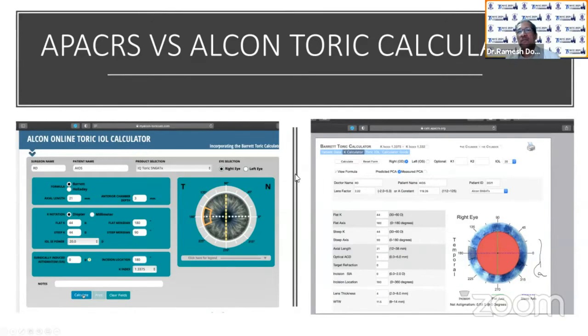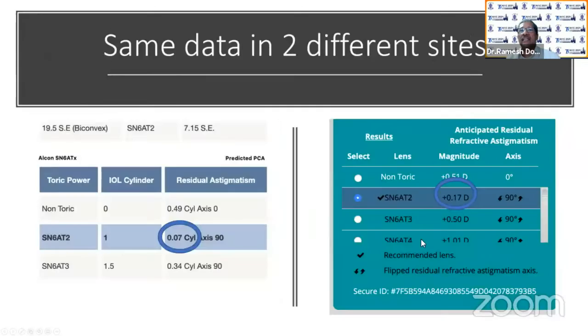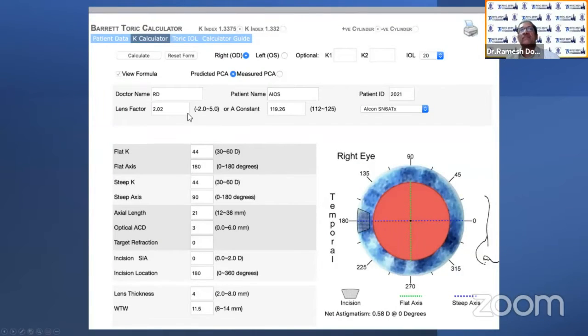I have put the same data into 2 calculators. One is the Alcon toric calculator, and to the right hand side you have the Barrett's toric calculator. They give very similar results. Both are asking me to put a T2 lens at an axis of 90, but please note the calculated residual astigmatism in the Barrett's online calculator is 0.07, while the Alcon calculator is giving me a 0.17. What happens is once in a while it will bump your lens up or bump it down, and so it is better to go for the online calculator.